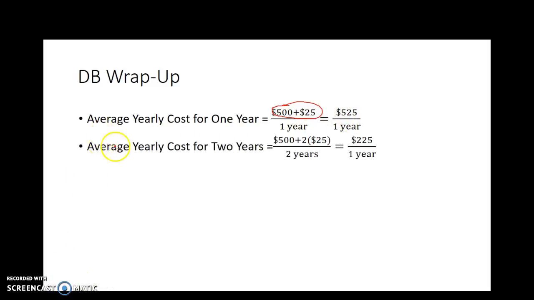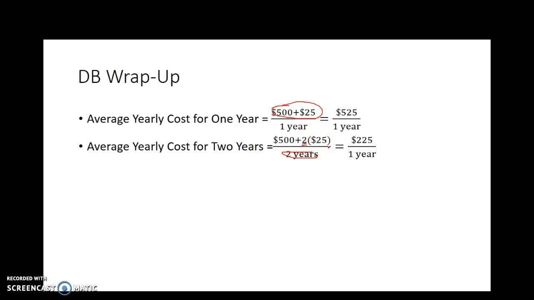Now, however, if we keep this thing for 2 years, then we're going to still pay the $500, but now we're going to pay two $25 a year electricity fees, right? That $25 for the first year, $25 for the second year. So that gives us $550 over the course of those 2 years. But now we're dividing by 2 years, and we get only $275 per year. Well, why is that? Well, let's think about this. So you're paying the $500 once, and then you're paying $25 each year.